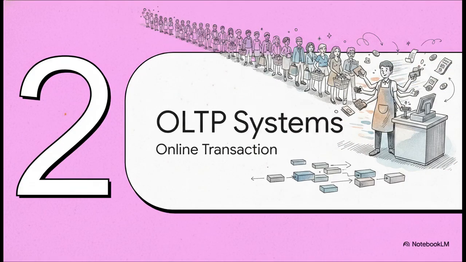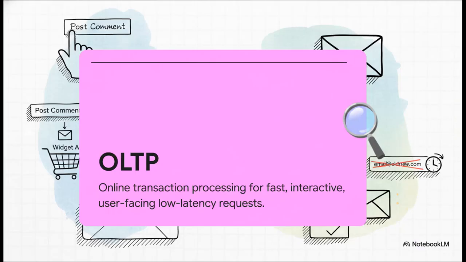Moving to Section 2, OLTP, which stands for Online Transaction Processing, the Agile Frontline Worker. I want you to picture an OLTP system like an incredibly fast frontline cashier at a super busy grocery store. They're handling rapid individual requests, one right after the other, making sure nobody has to wait in line. By definition, these systems are absolutely optimized for fast, interactive, user-facing requests and very low latency updates.